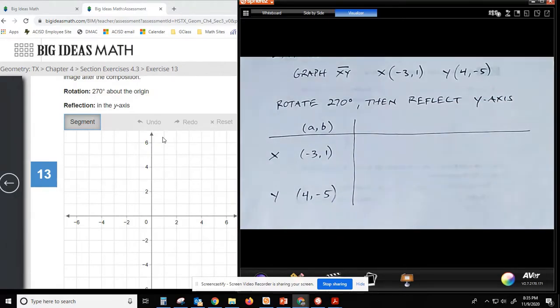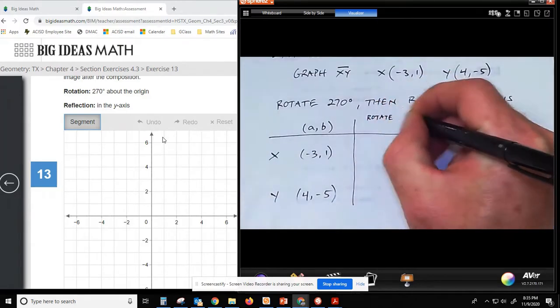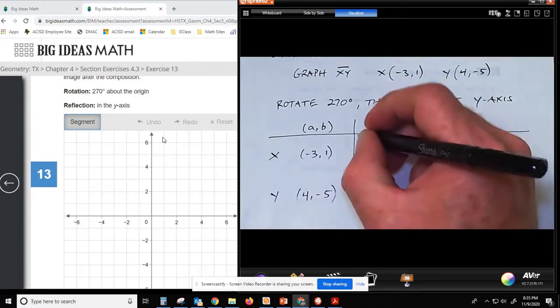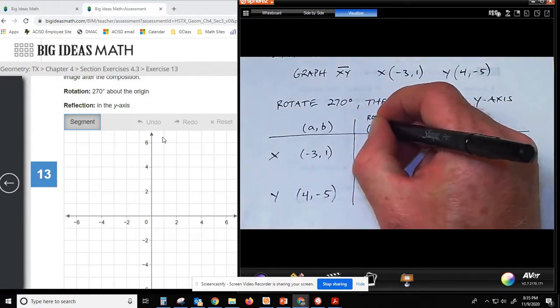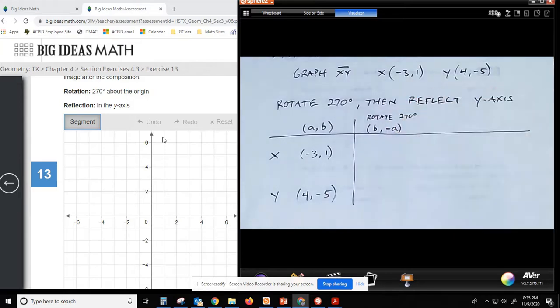Rotate 270 degrees. I check my notes, not something I have to memorize. That will take coordinate (A, B) to (B, -A). Okay, so it's a swap of these two positions and a change of sign for the one listed first.